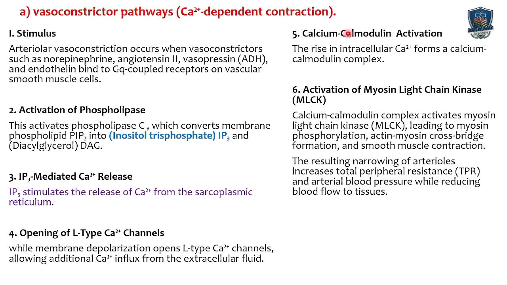By the way, all of this is calcium dependent. Remember, when discussing antihypertensive drugs, we want to promote vasodilation, and one way is to go against vasoconstrictors. So for us to decrease our blood pressure, we have to go against this pathway. We have to counteract this pathway. That's something you have to remember. Now let's go to another pathway. This is called the vasodilator pathway.